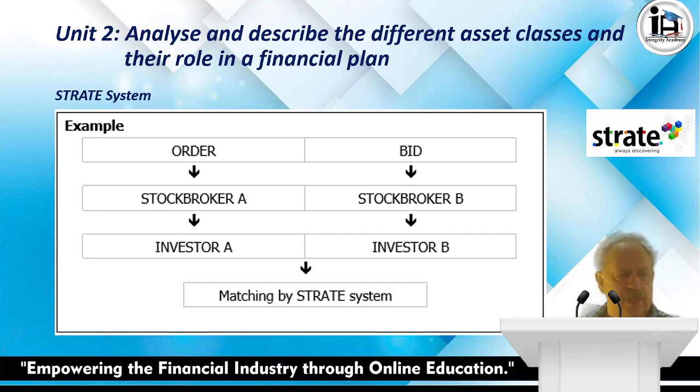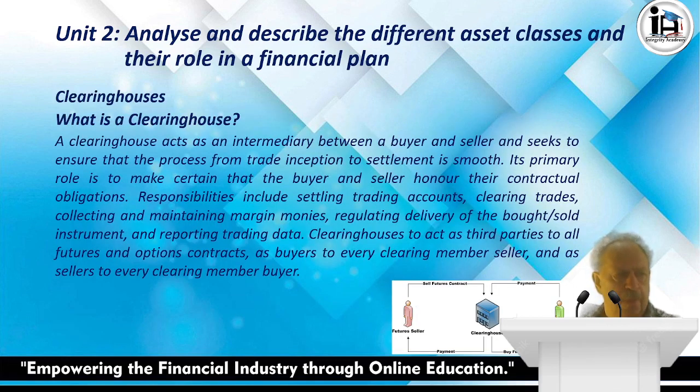Now, here's just an example of Straight. The order is placed by stockbroker A for investor A. The bid is then made by stockbroker B for investor B, and then the Straight system will match stockbroker A's investor with stockbroker B's investor so as to put the whole transaction together.